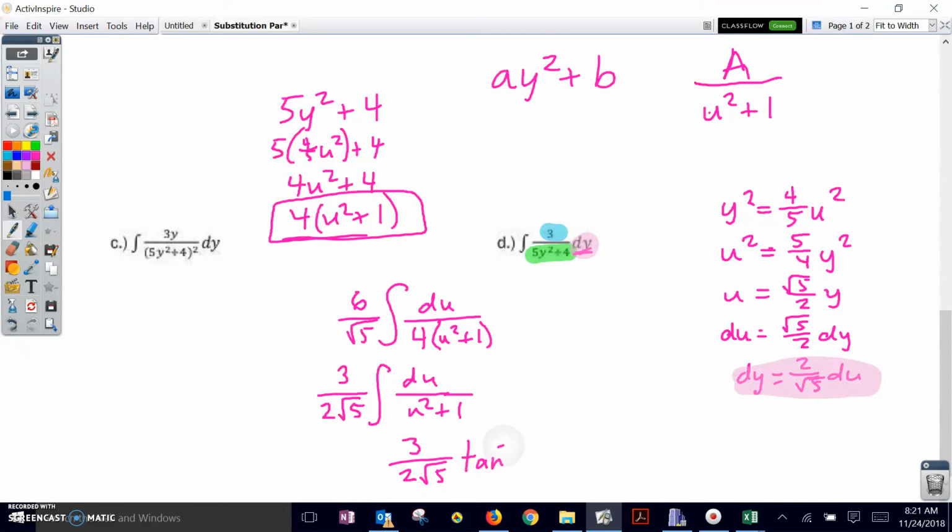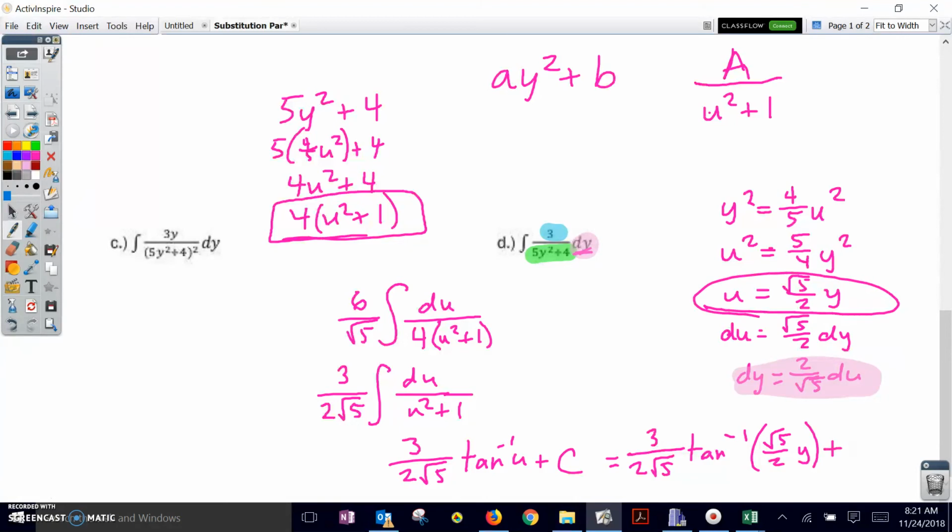And so that's going to be the arctangent of u plus c. And then I bring u back. And u was equal to the square root of 5 over 2 y. Got that right there. And there's our integral. So wow, part D of this example couldn't have been more different from parts A, B, and C than it actually was.